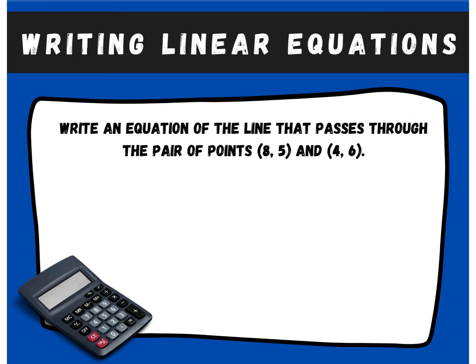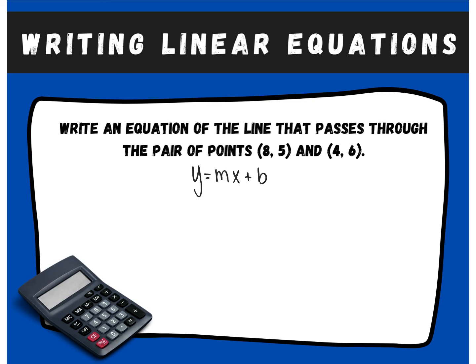2. Here's one last problem, probably the most challenging one we've covered to this point. It says write an equation of the line that passes through the pair of points (8, 5) and (4, 6). This is the most challenging problem we've covered because we don't know m or b. We don't know the y-intercept or the slope. So what we need to do is just start finding things, essentially.